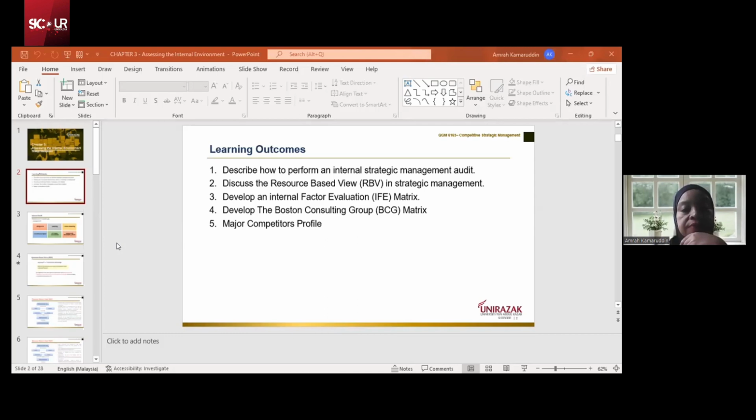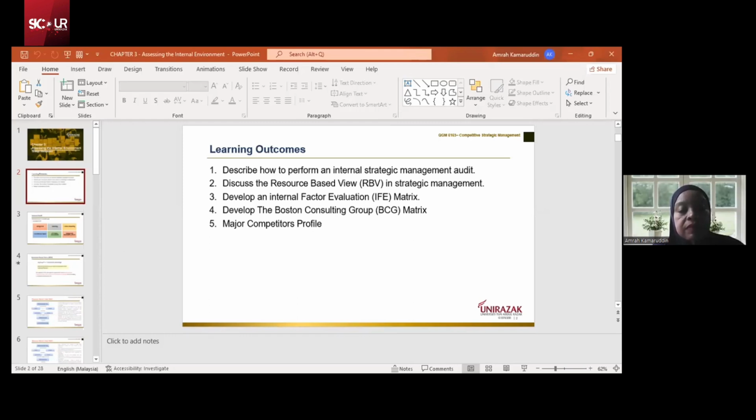So today I cover three: major competitors, which I already gave in the template, core competencies and also BCG. For the core competencies, you have to look at the RBV. RBV stands for resource-based view. So BCG and also major competitors, these three here, are actually for internal assessment.